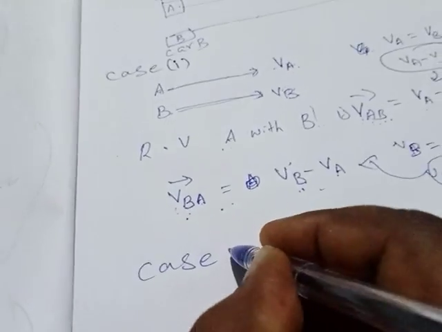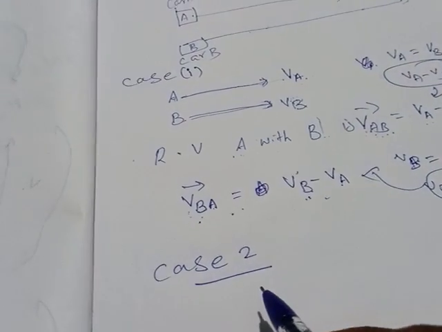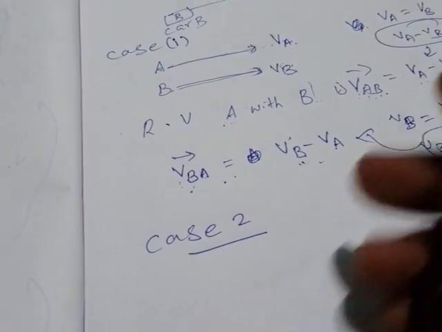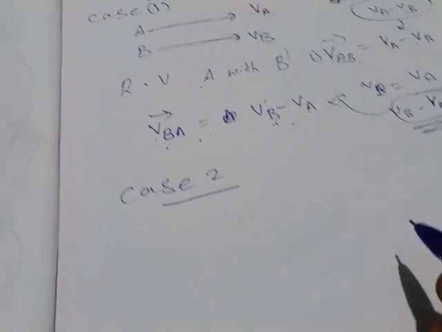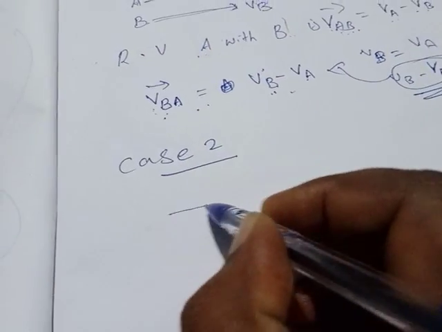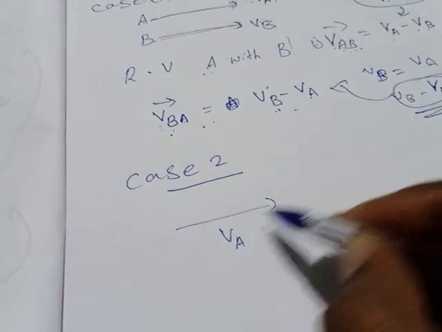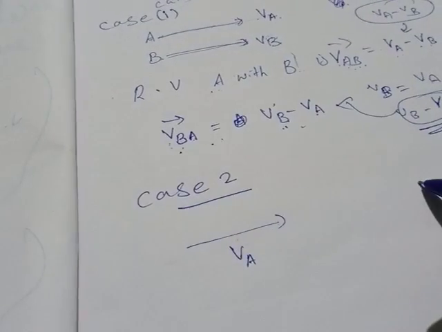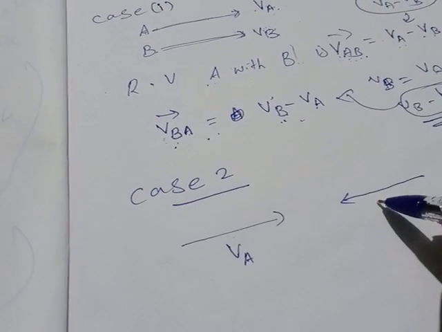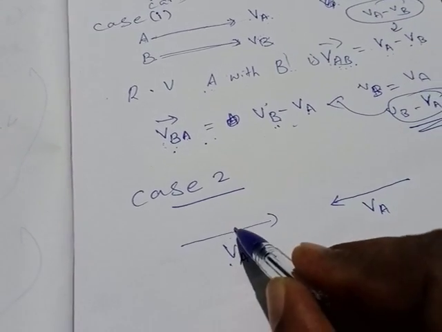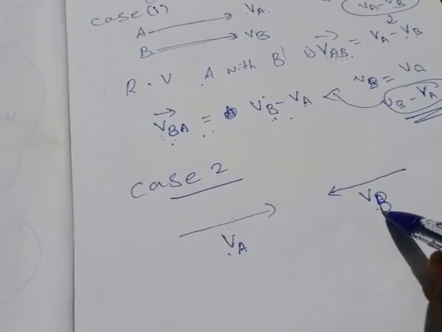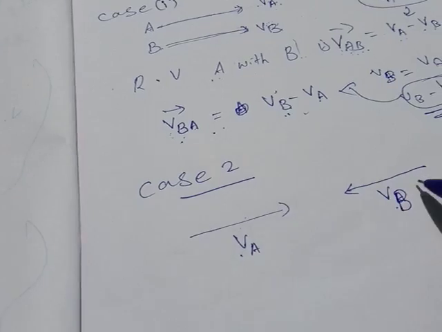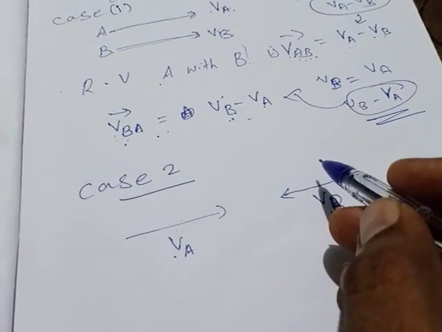Case 2. Assume that two objects are moving with uniform velocity along the same track, but in the opposite direction. Object A has velocity VA, and object B has velocity VB. Both are moving on the same track, but in the opposite direction.